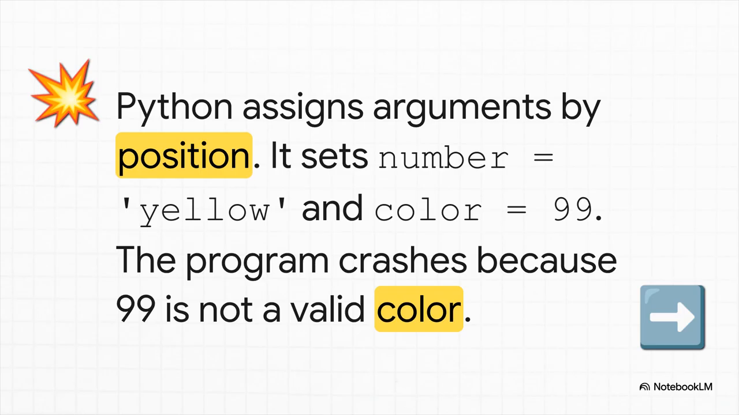And here is the aha moment. See, Python isn't a mind reader. It doesn't know yellow is a color. It just matches things by their position. So it takes the first argument, yellow, and assigns it to the first parameter, number. Then it takes the second argument, 99, and assigns it to color. And of course, the program crashes when it tries to use the number 99 as a color.